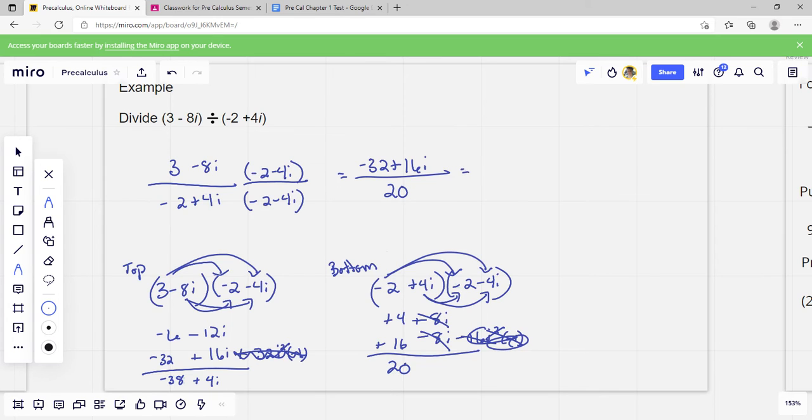Now we just separate those out. So we're going to have negative 32 over 20 plus 16i over 20. Okay. We can reduce those. So half of 32 would be, oh, that was supposed to be 38 up there. Whoopsie.